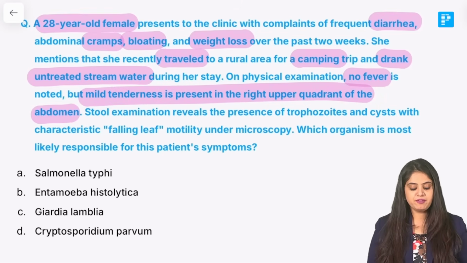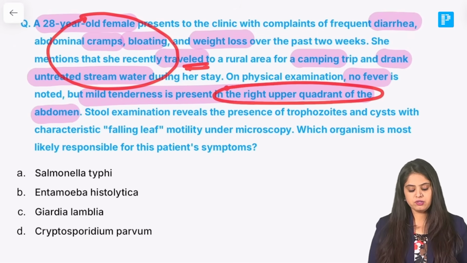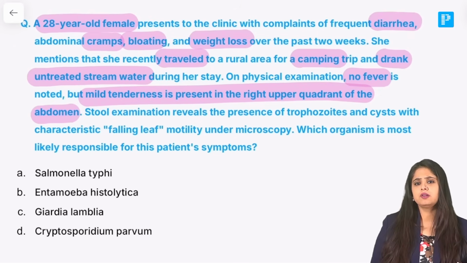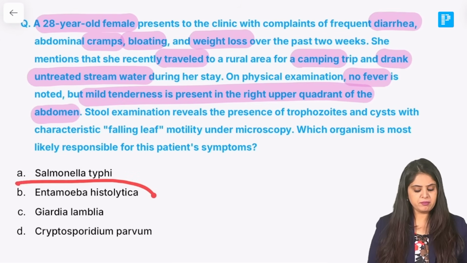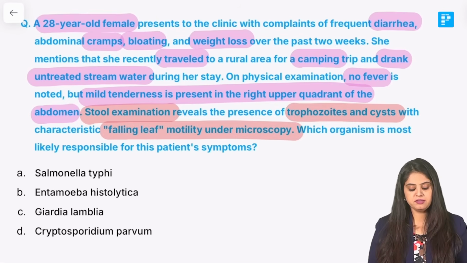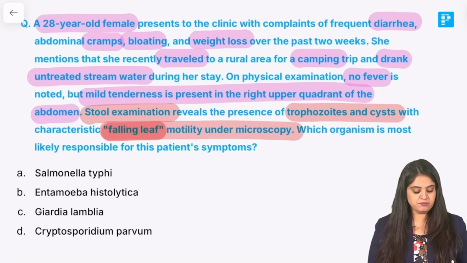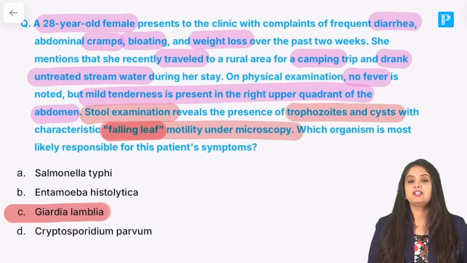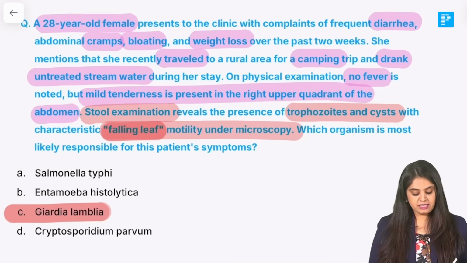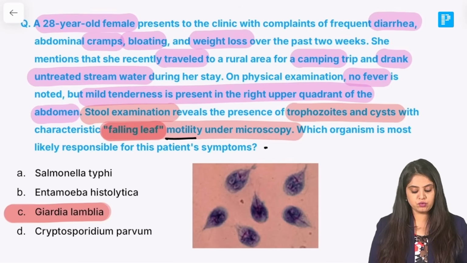Till now, I was thinking everything to do with diarrhea and traveling, and I saw right upper quadrant could probably be to do with the liver, so I thought of Entamoeba histolytica, but then the stool examination was a game changer, which said trophozoites and cysts with the classical falling leaf motility. Now, if I would have read this word beforehand, the rest of the history becomes irrelevant because falling leaf motility is classically shown by Giardia lamblia. In Giardia lamblia, this is also how the stool examination can look like. Motility means it is shown by trophozoites.